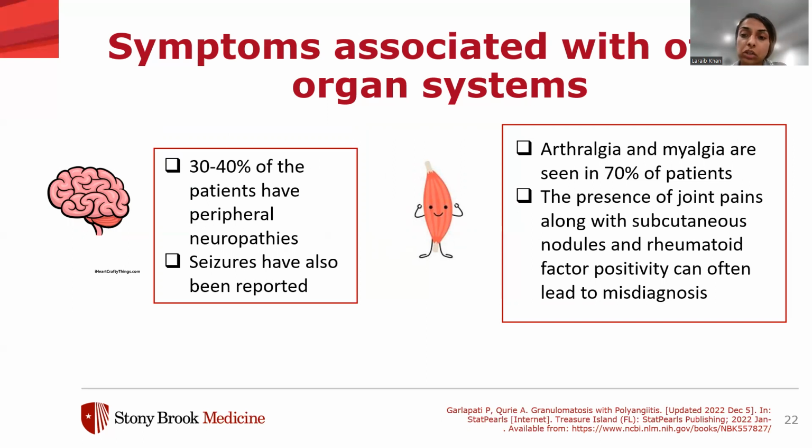So the presence of joint pains, subcutaneous nodules, and rheumatoid factor positivity can often lead to a mixed diagnosis. That's important because if these patients are presenting with those nonspecific symptoms and then they have some sort of organ involvement, that can commonly be misdiagnosed as another rheumatoid disorder. And then that actually leads to delays in treatment because now they're initially being misdiagnosed with another disorder, and then it kind of goes back and forth. So just something to note.